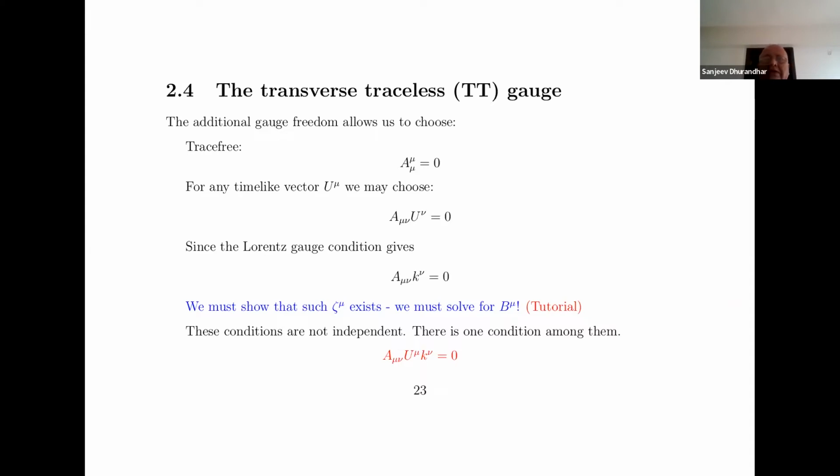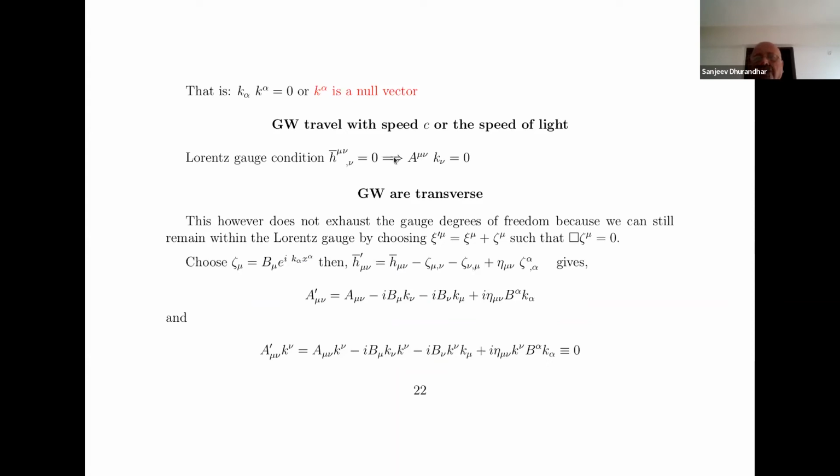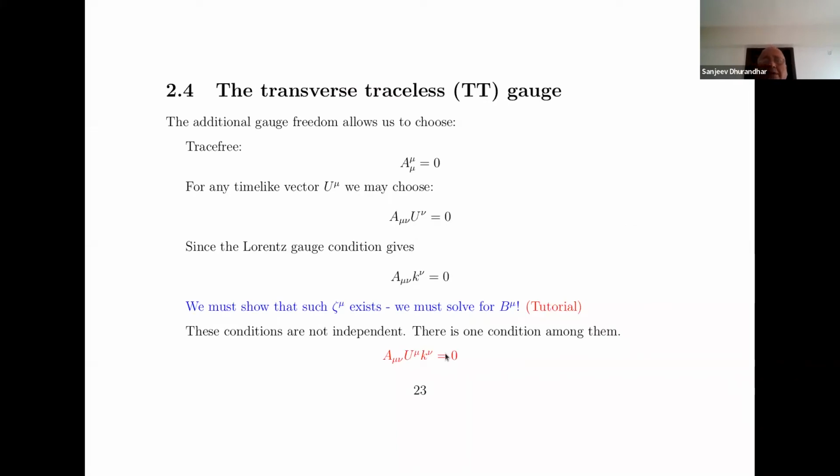You can use the rest of the gauge freedom, that is this box zeta mu, to make a trace free, as well as make it orthogonal to a given time-like vector u mu. So this will reduce the number of degrees of freedom. So physically, what one does is choose u mu to be the four velocity. This is a time-like vector u mu, usually chosen to be unit, and u mu u nu is equal to minus 1, I guess, in this case, with this signature.